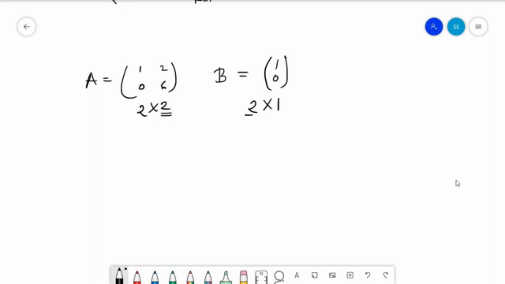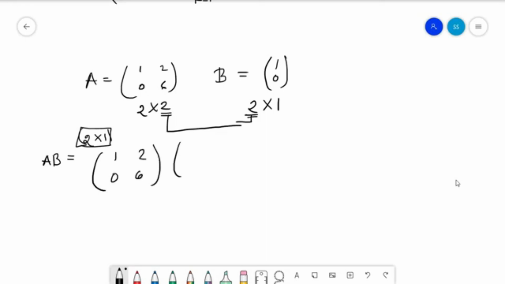This is 2 cross 1, and from these two numbers, that is the number of columns appearing in the first matrix and the number of rows appearing in the second matrix, you can immediately tell that AB will be a 2 cross 1 matrix. And how do we know this? Let's try to evaluate this multiplication first, and we'll see that this comes automatically.